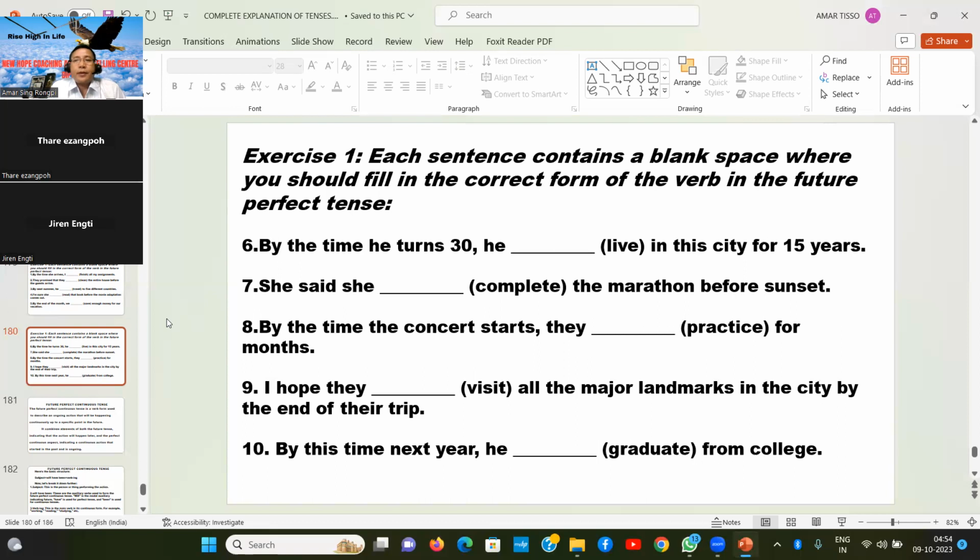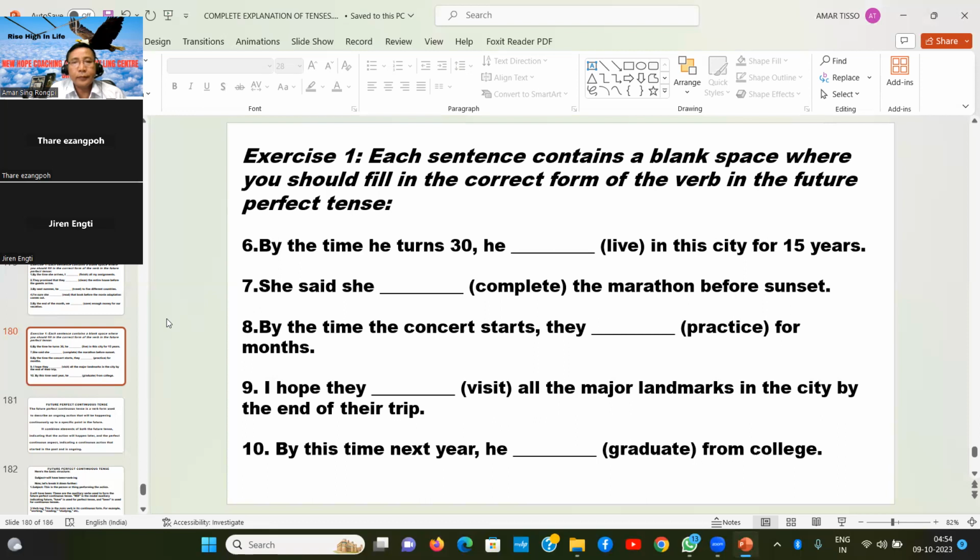Then number seven is for you, Jiren. She said she will have completed the marathon before sunset. Yeah, she said she will have completed the marathon before sunset. Okay. Number eight, Sadin.